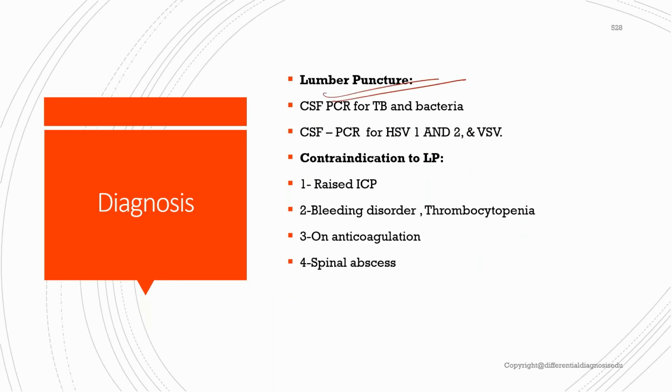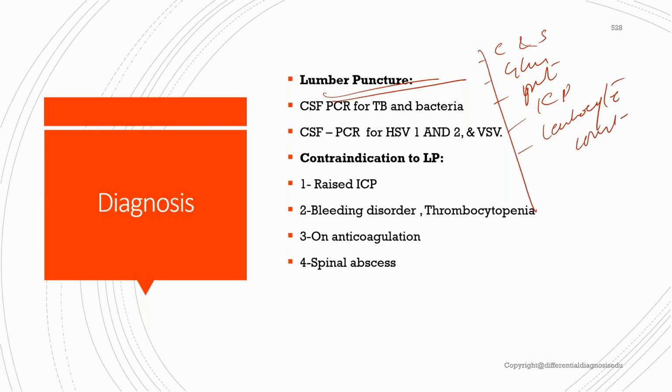When you order the LP, you will be ordering everything: culture, sensitivity, glucose, protein. You will check the intracranial pressure, gram stain and culture, leukocyte count. But besides that, you will order PCR for all the viruses, especially herpes simplex virus and varicella zoster virus. So there's a panel you will order for the viruses to confirm if the patient has herpes simplex virus infection or not. What are the contraindications to LP?